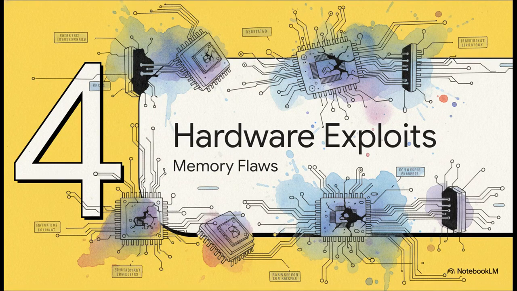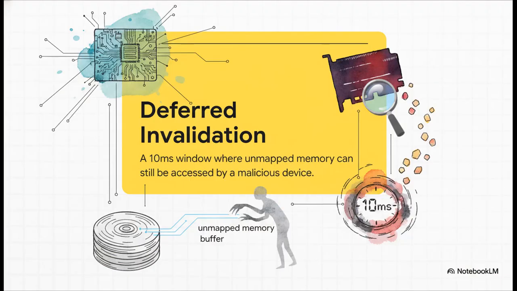Moving on to Section 4, Hardware and Memory Exploits. Shifting focus to the absolute deepest levels of the hardware architecture, we find things like the IOMMU deferred invalidation vulnerability. It's a mouthful, but here's what it means.